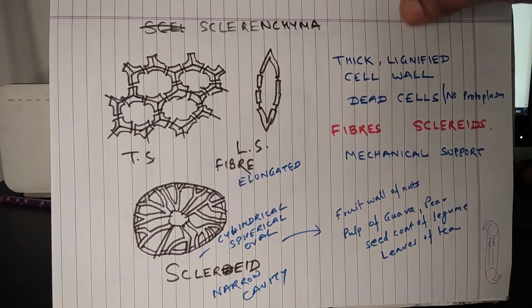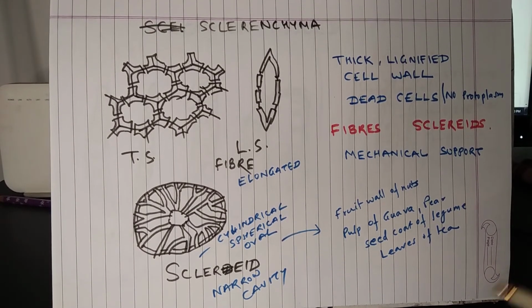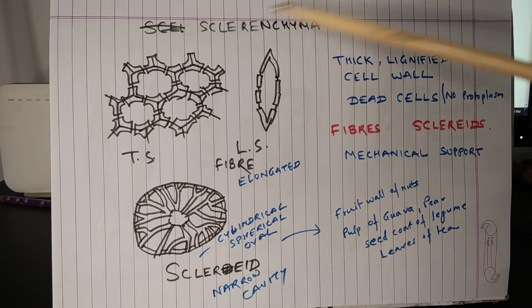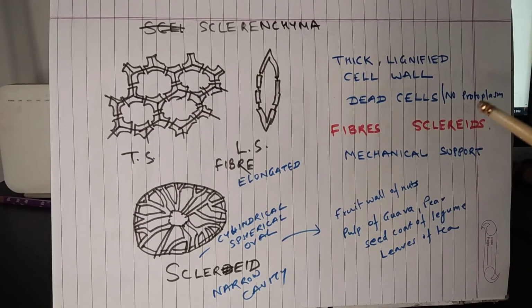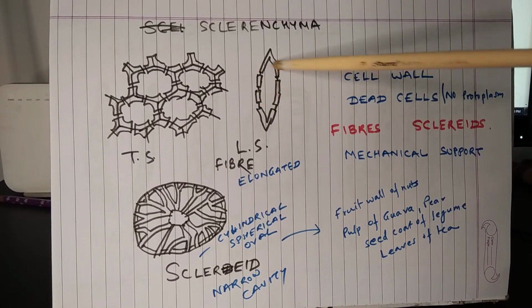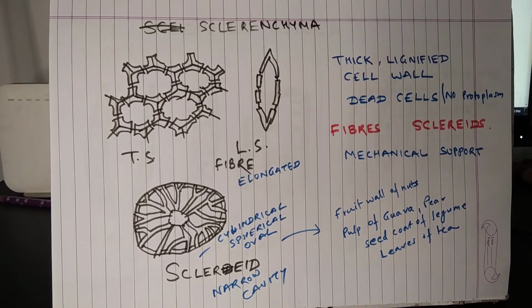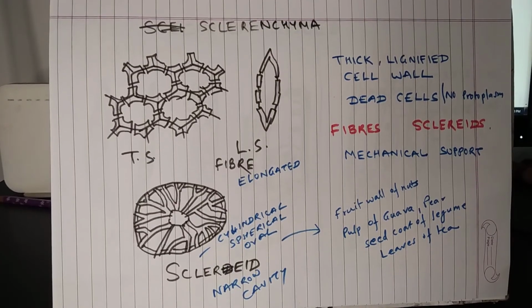Sclerenchyma. The cells of sclerenchyma are densely packed. The cells are thick and they have lignified cell wall, which means there is deposition of lignin. Pits are present in the cell wall. So these notches are pits and these are thickenings of cell wall. Cells are dead in sclerenchyma, so protoplasm is absent.